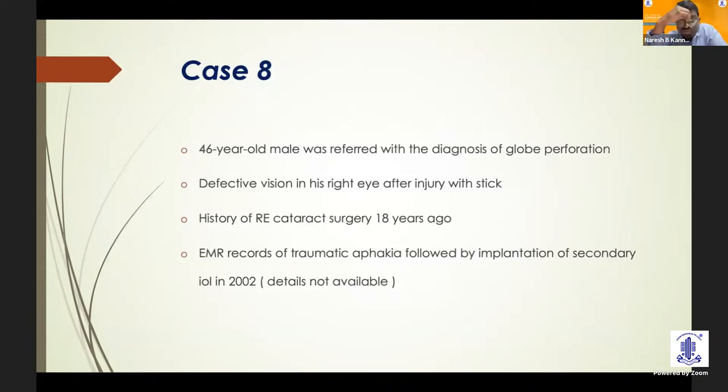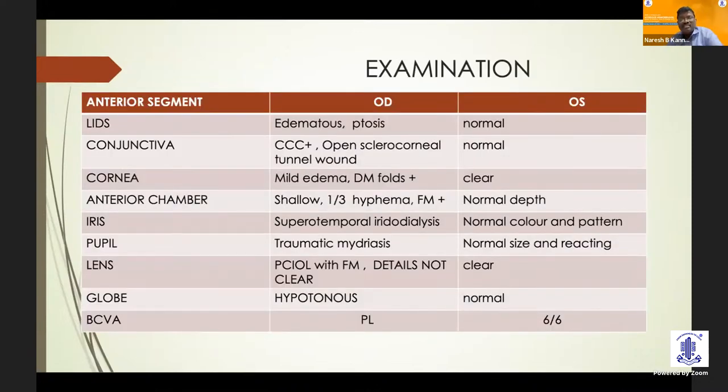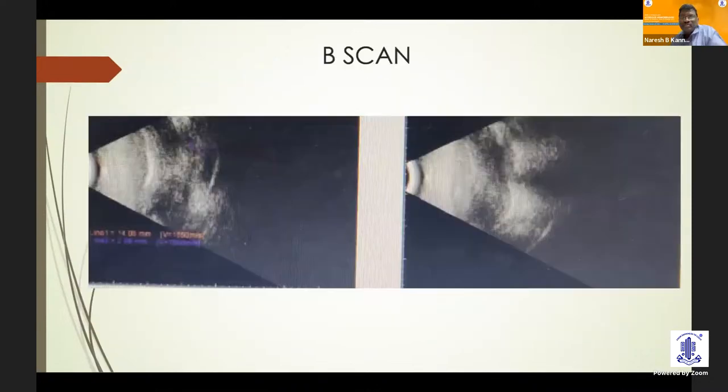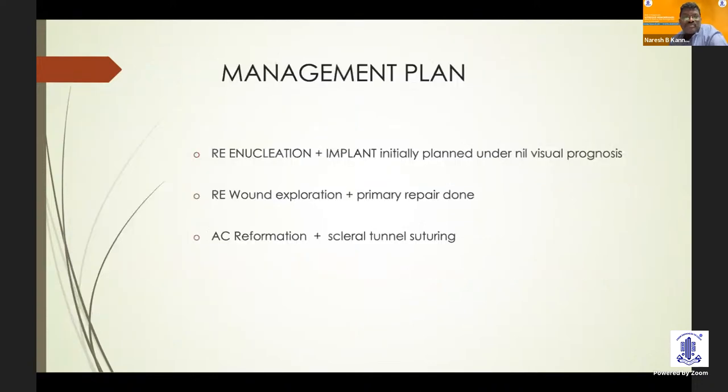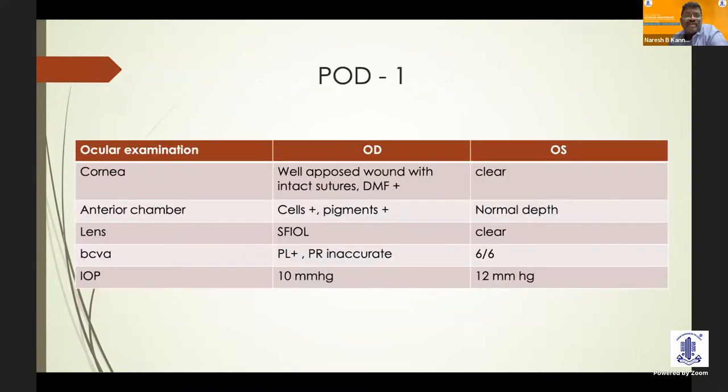So as I was telling, no PL or a flat tire sign is not a contraindication for repair, and you don't go for enucleation. This is a 46-year-old male. He was referred with the diagnosis of globe perforation after an injury with a stick. And he had a cataract surgery 18 months ago. This was the anterior segment finding, and this was the flat tire sign you can find in the CT. Our colleague said we'll go for enucleation, but instead of listening to them, we went for wound exploration and repair.